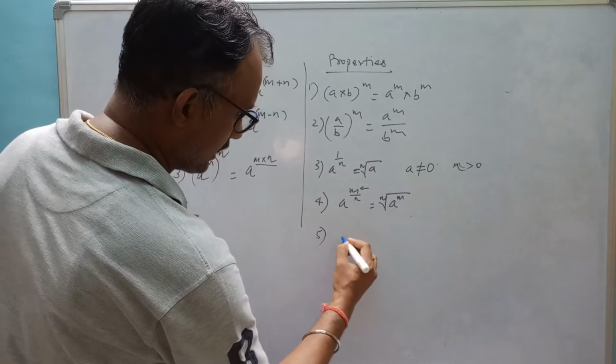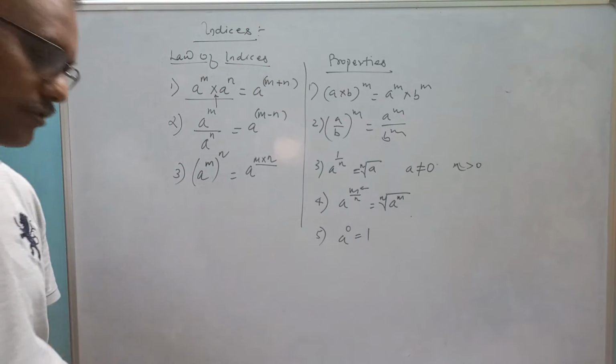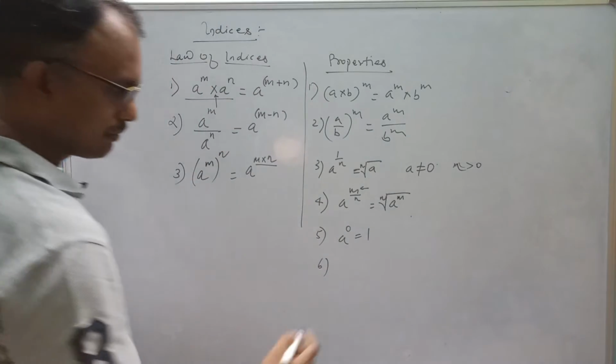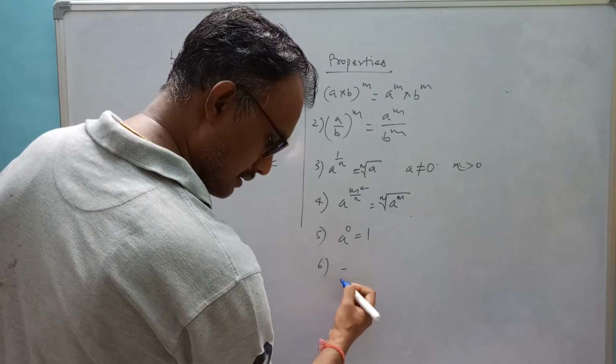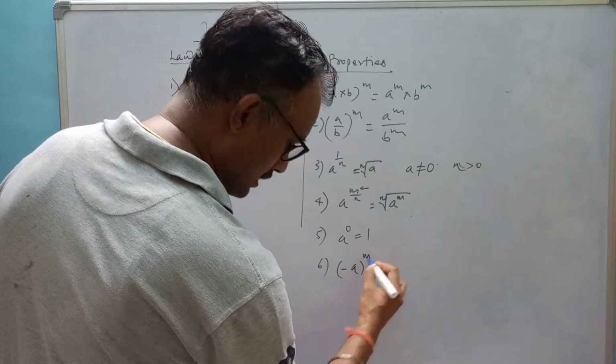Fifth property is a raised to 0 is 1. Yes, something raised to 0 is always 1, whatever the number be. 6 minus a raised to n.